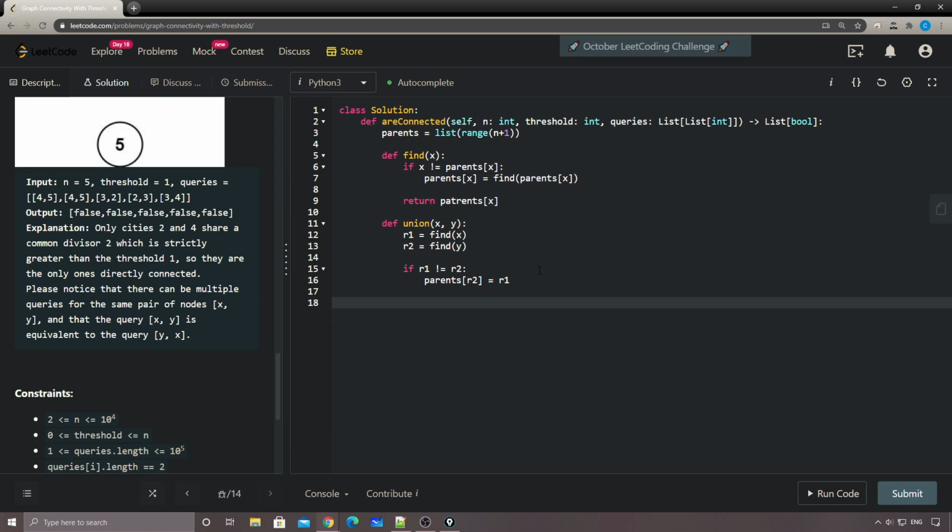So now we have a union find. Like I said, now we have to build our graph. The graph, like I said, we need to start from the threshold.